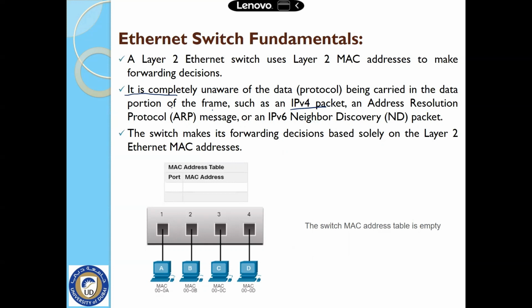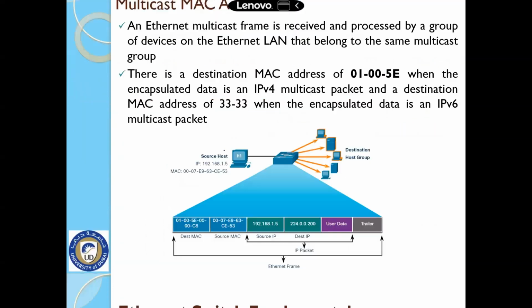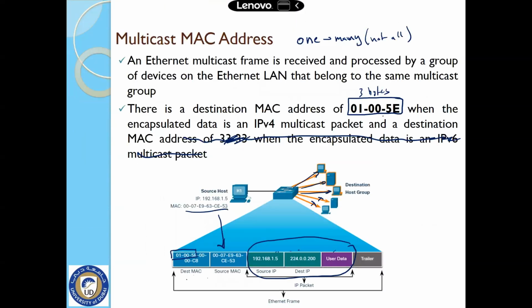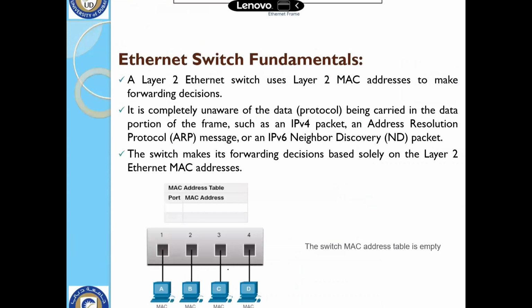So the switch makes its forwarding decision based only on the MAC address. So yeah, when the Ethernet receives a packet from the internet layer or the network layer, this whole thing will appear as a single package. It is unaware of these details. So the transmission for other hosts will solely depend on the destination MAC address.